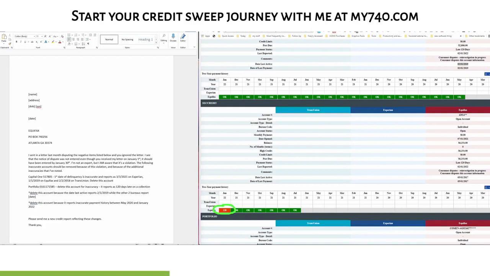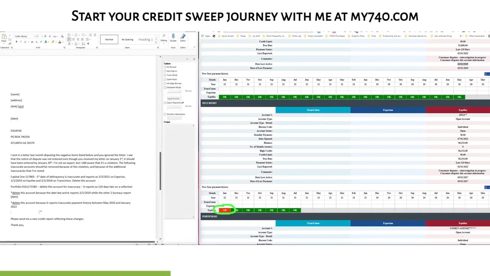Now, if you are going to write out a dispute reason for this, just so that you can see, even though I wasn't going to do it, you would say SECCREDIT, and this is account number 42914. Delete this account for inaccuracy because January 2022 shows as 120 days late without any prior late payments. And this would be such as 60 or 30 or even 90 days late.